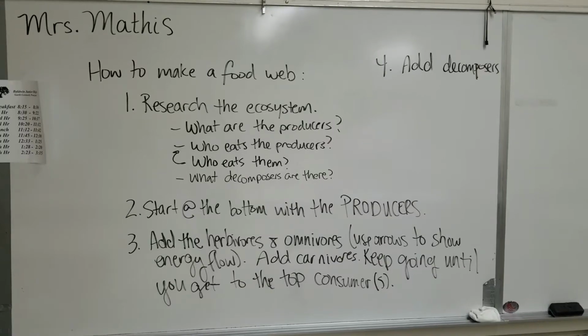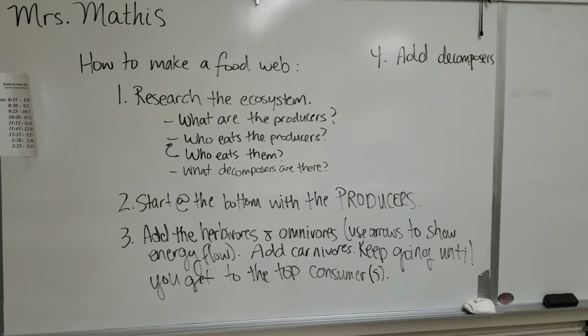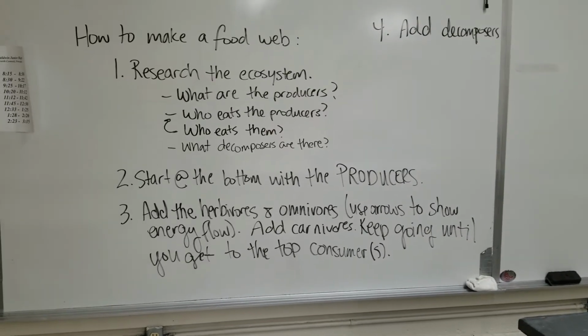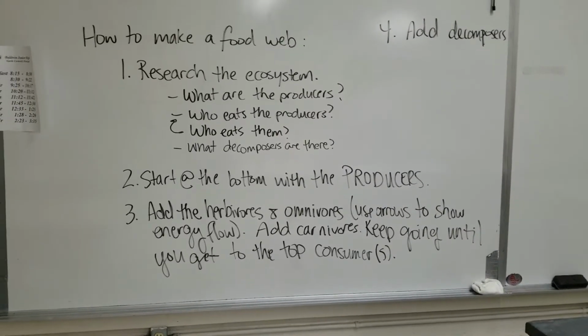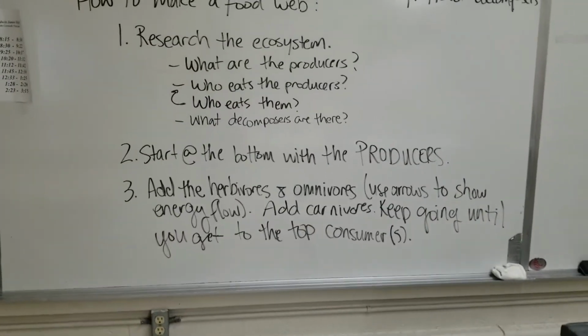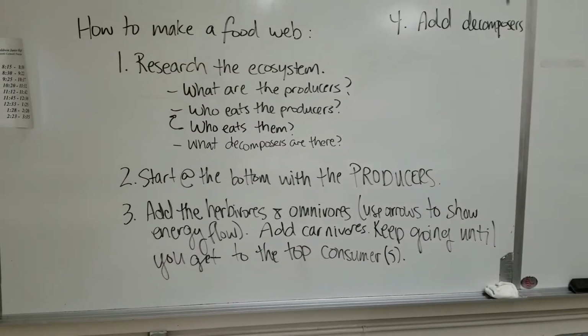Hey students, today I'm going to teach you how to make a food web. The first thing you're going to do when you make a food web is research the ecosystem. You're going to figure out who the producers are, who eats the producers, who eats the things that eat the producers, and what decomposers are there.